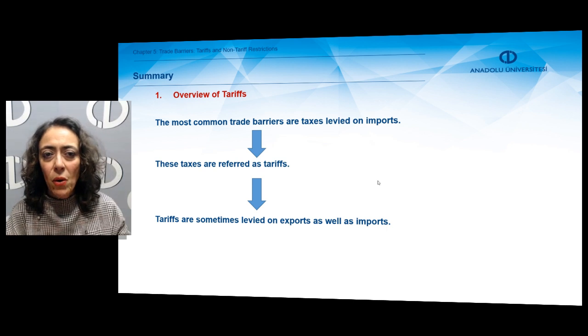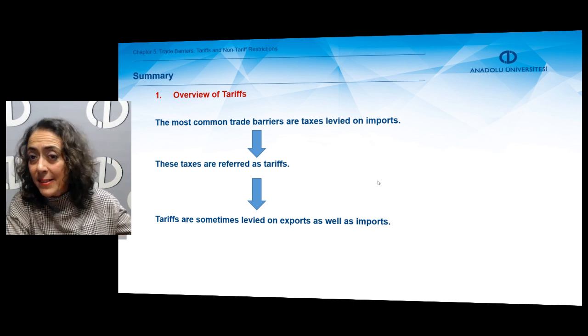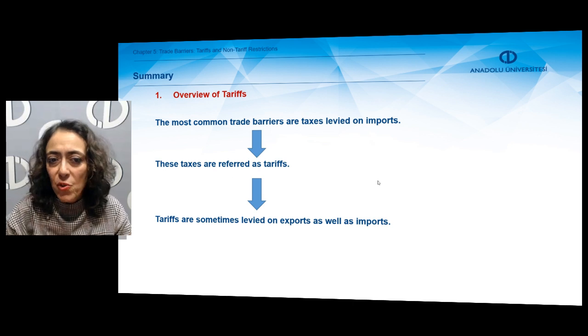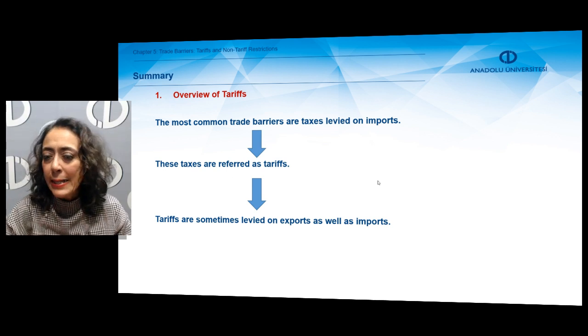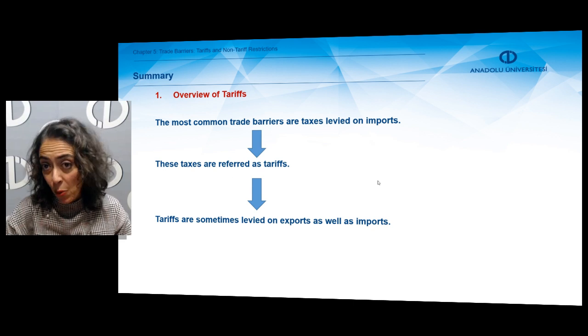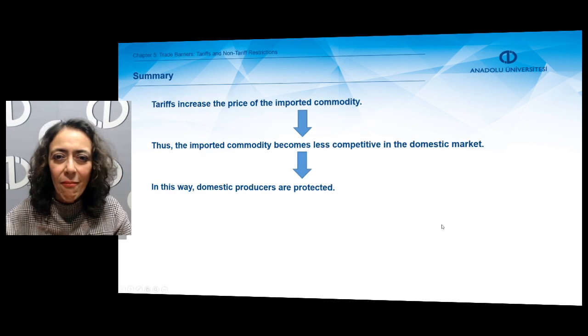As an overview of tariffs, the most common trade barriers are taxes levied on imports. These taxes are referred to as tariffs. Tariffs are sometimes levied on exports as well as imports, but in our world, the most common type of tariffs are the import tariffs, or the tariffs that are levied on imports.